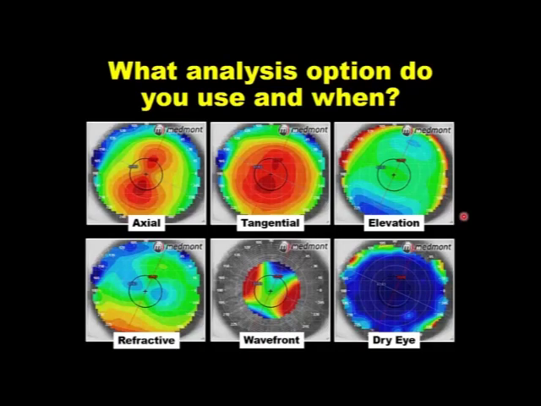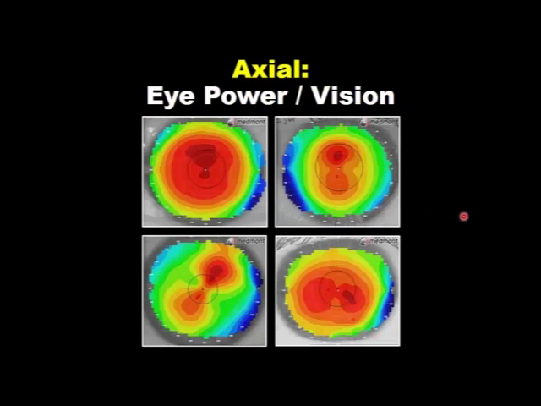Now, one of those things that can be challenging when you receive a corneal topographer is to determine which analysis do I use and when. Should I be using the tangential all the time? Should I be using the axial in periodic cases? When do I use any one of these numerous analysis options that corneal topography companies provide us? Well, let's go through some of them.